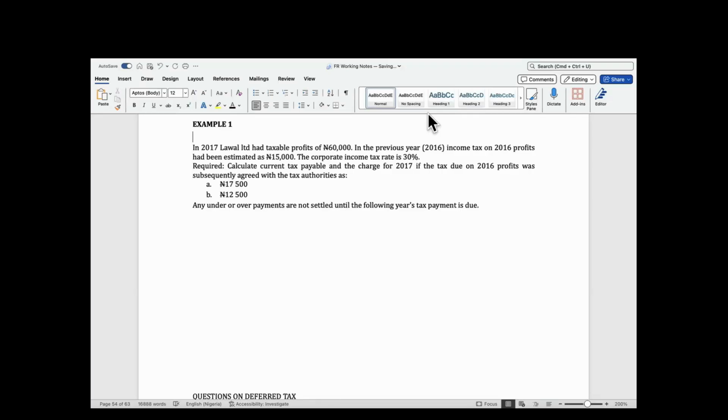In 2017, Lawal Limited has taxable profits of 60,000. In the previous year, 2016, income tax of 2000. The income tax on 2016 profit has been estimated as 15,000. The corporate income tax rate is 30%. Required, calculate current tax payable and the charge for 2017 if the tax due on 2016 profit was subsequently agreed with the tax authority as A, 17,500, B, 12,500. Any under or overpayment are not settled until the following year's tax payment is due.